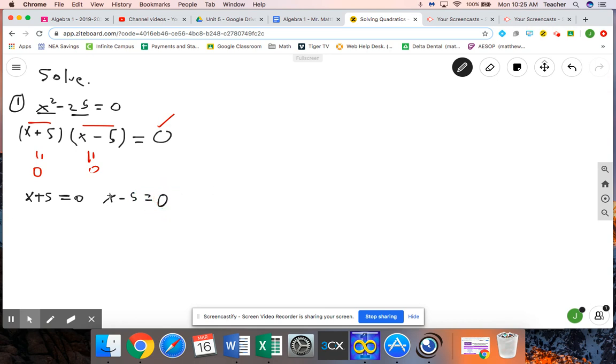I'm trying to solve this thing for x, so let me get rid of this 5. There's a positive 5 there, so let me subtract 5 from both sides. When I get rid of that, I'll find that x is equal to negative 5.